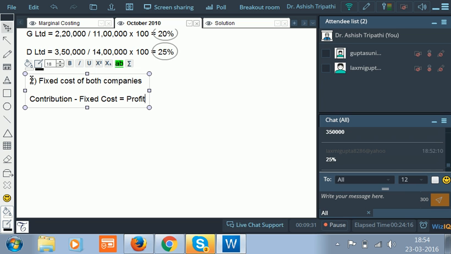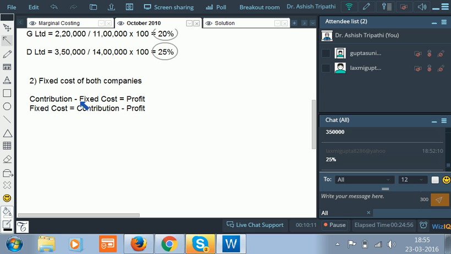This is the equation that we have. We have contribution, we have profit, but we don't have fixed cost. So we can easily calculate the fixed cost. Or we can say this way that fixed cost is equal to contribution minus profit. It is one and the same thing.